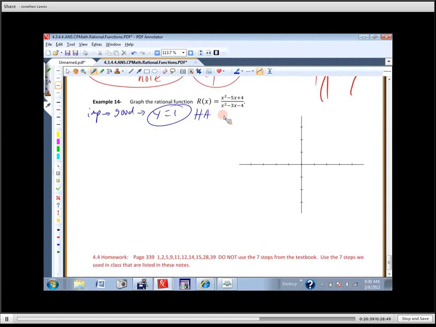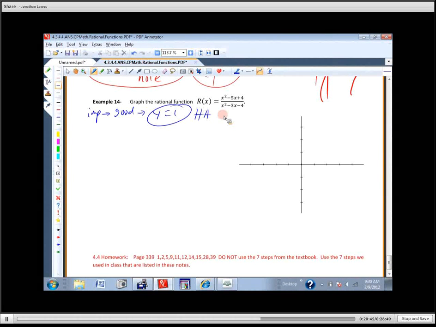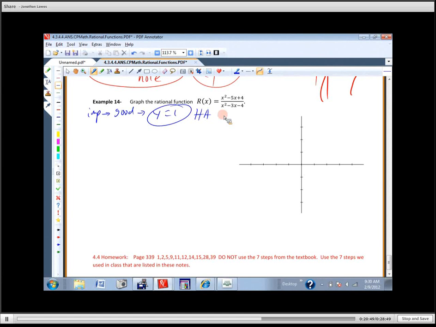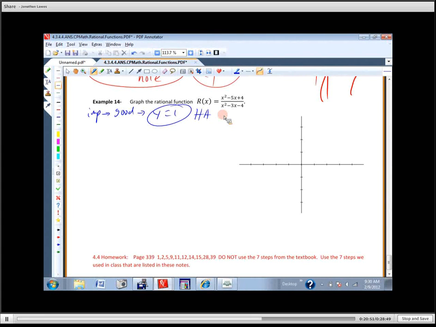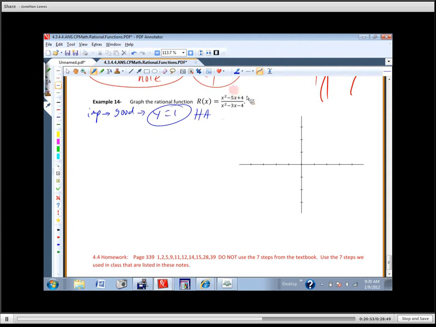Okay, JC, what do we do next? The math F word. Factor. Okay, so we're going to factor this. If we can factor it, we want to factor that. So we're going to see if we can factor x squared minus 5x plus 4. We need two numbers that multiply to be positive 4 that combine to be negative 5.